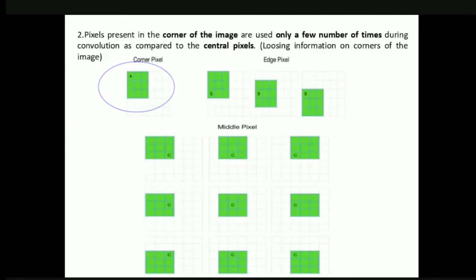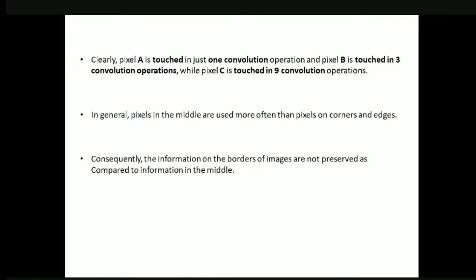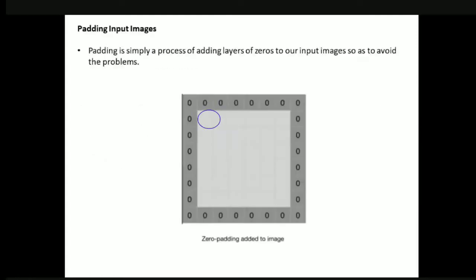If you take this image, pixel A is in the corner, but if you do padding, now it will be coming into the middle, right? So this is how we do not miss the properties of the image which are in the edge. So if we do not do padding, what happens? The properties of the pixels which are on the edges of the images will be lost.